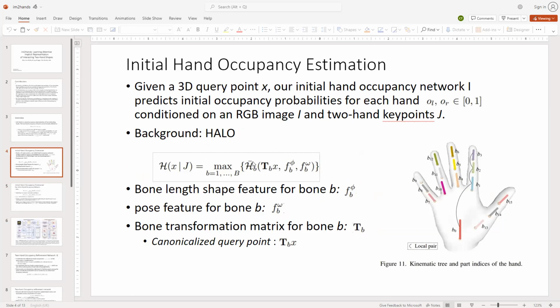So what they are doing here is, for a query point, we transform it to a particular bone space, and for every single bone, we multiply that 3D coordinate with the bone transformation matrix meant for every single bone. And besides the canonicalized query point, represented by T_B multiplied by x, we also take as an input the bone length shape feature and the bone pose feature, which would be this f of omega.